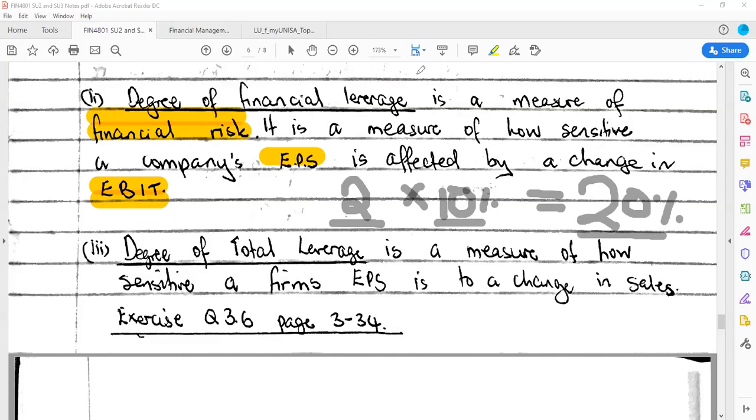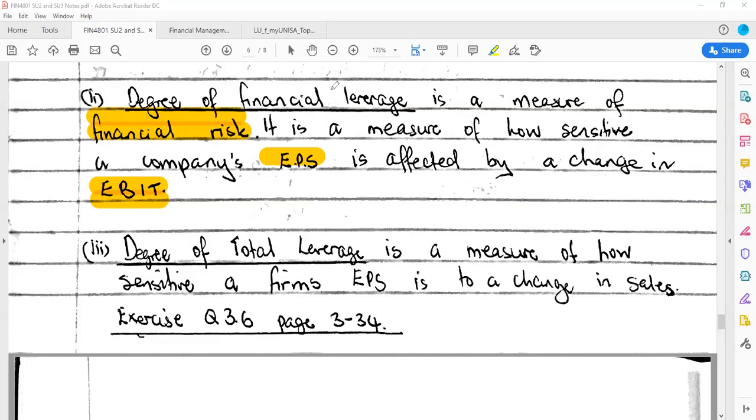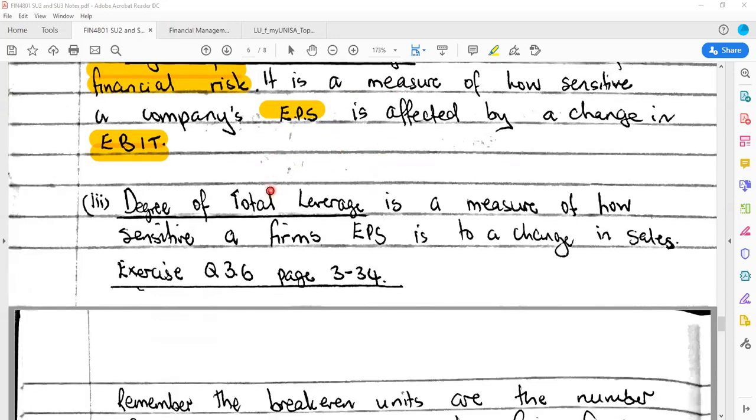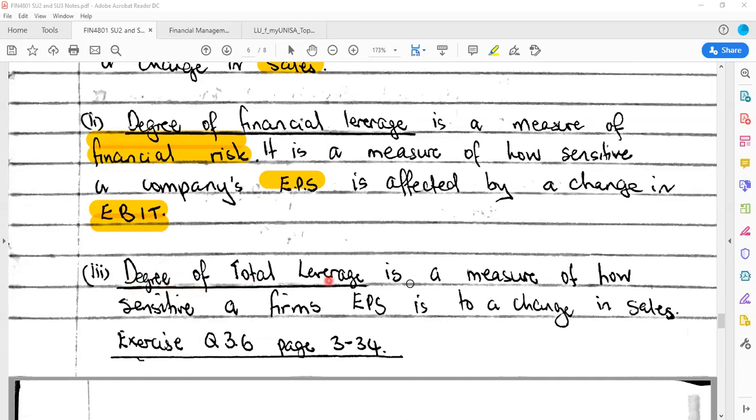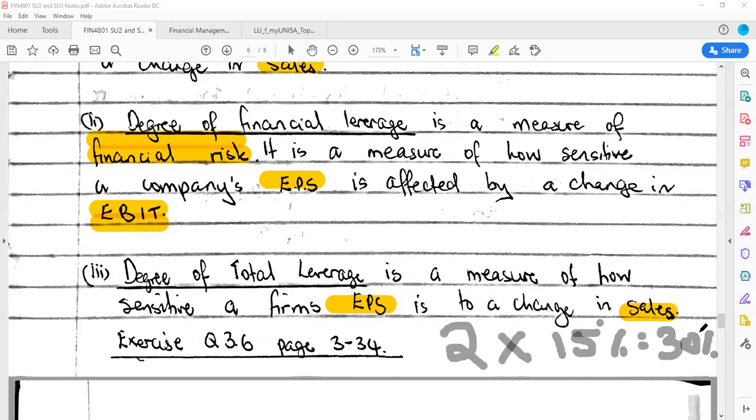Okay. So leverage can be positive or negative. If it's negative, it means as one value goes up, the other is going down. Then lastly, we have degree of total leverage, and this is a measure of how sensitive a firm's earnings per share is to a change in sales. The same applies if the degree of total leverage is 2, and let's say our sales change by 15%. It means that our EPS is going to change by 30%. Okay.